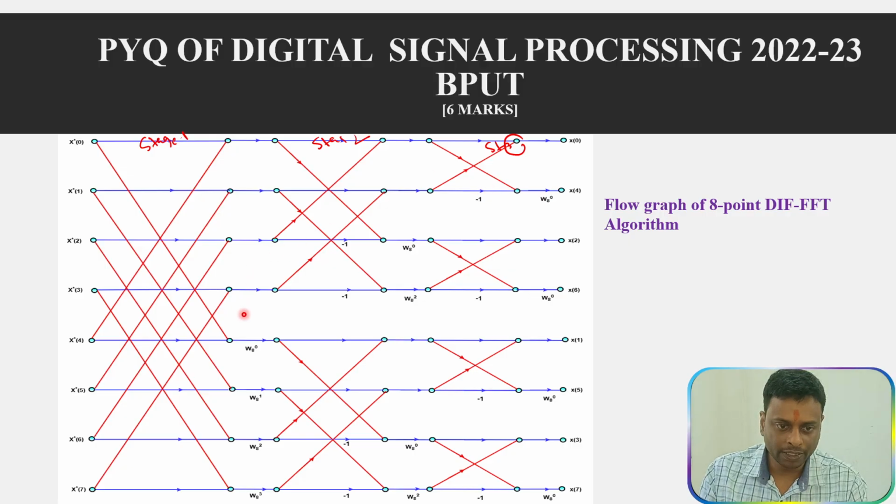Similarly, there is the twiddle factor. You can see the ERF, the exponent repeat factor, is here 1. It is repeated only once, so 0, 1, 2, 3. Similarly, in stage 2 it is repeated twice. You can see 0 is repeated twice, and 2 also repeated twice. But in stage 3 it is repeated 4 times, so this is 0, 0, 0, 0. So this is how you draw the flow graph of the 8-point DIF FFT.